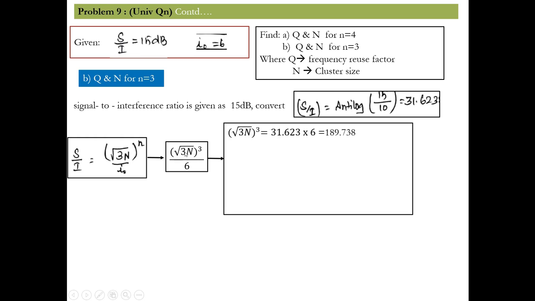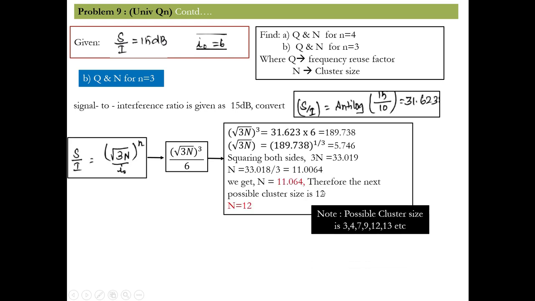In order to get square root of 3n raised to the power of 3, let me take my 6 to the right hand side and I get the answer as 189.738. Now let's raise it to the power of 1 by 3, so that my root 3n will be equal to 5.746, and now squaring on both sides I get 3n is equal to 33.019, and from this I derived my n as 11.0064.